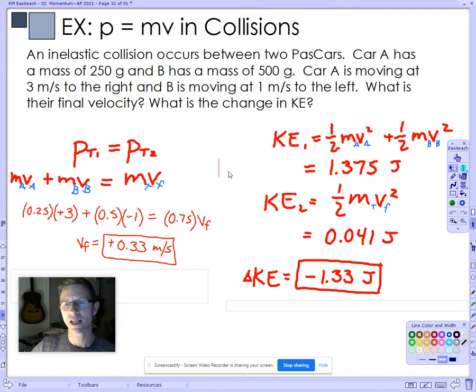Oh, kinetic energy, that's easy. Kinetic energy before, just calculate each individual one and add them up. Do not try to combine them. Here's the exception of when you can combine them because they became one object. You could calculate the kinetic energies of them individually and you'll still get 0.041. So this system lost kinetic energy. Ask yourself, where did that go? It went into heat and sound.